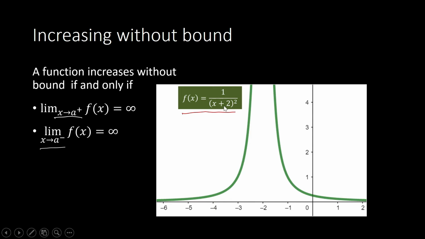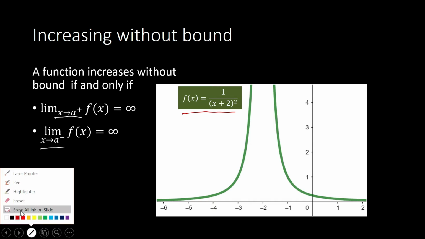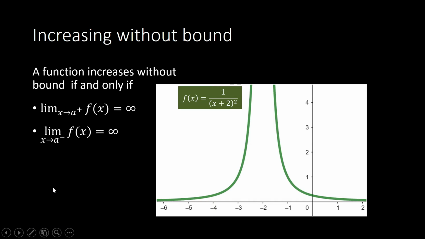This is a rational function. And you know that this function is going to be undefined when x is equal to negative 2. So you know what's going to happen. You cannot evaluate the function exactly at negative 2 because it's going to be undefined. So what you do is you get close to negative 2.